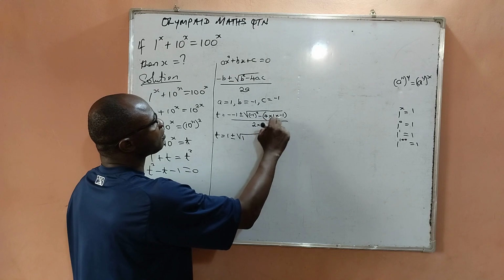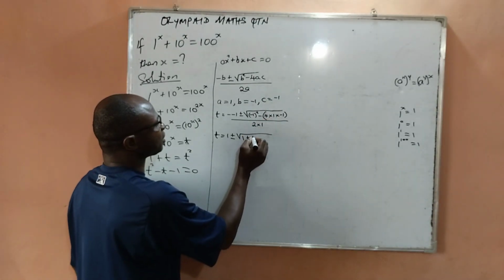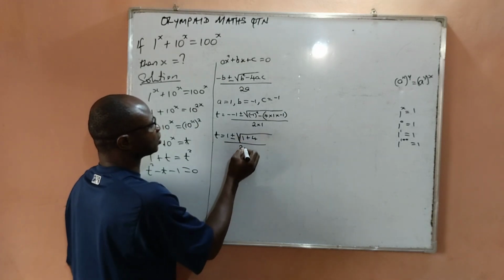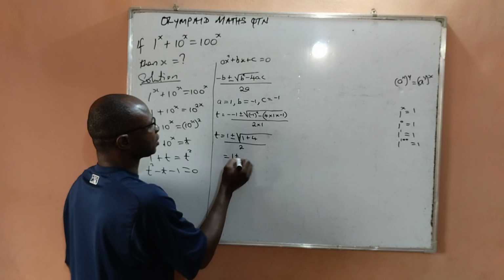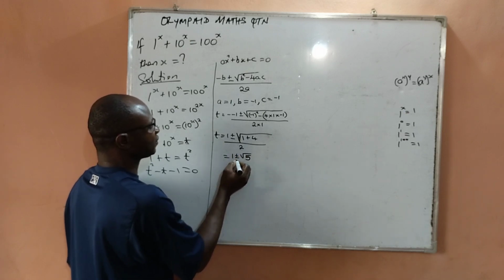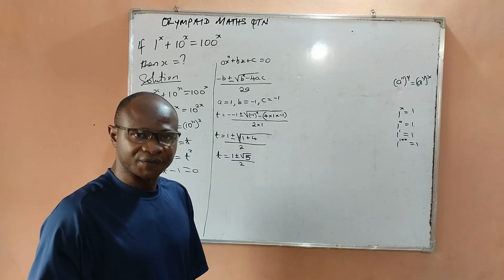Then 4 multiplied by 1 multiplied by negative 1 will give me minus 4. And minus times minus will give me plus 4. Okay? Then all divided by 2 by 1 is 2. This is equal to 1 plus or minus the square root of 5, all over 2, equal to t. We have now gotten the value of t.